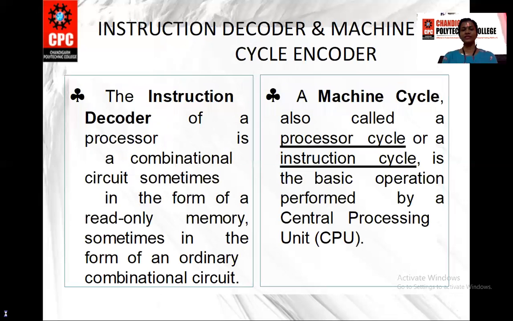Next is instruction decoder and machine cycle decoder. Instruction decoder, as I said, is used to decode the instruction. It tells you about the instruction, what to perform, and on what data to perform. All these things will be described by instruction decoder. And machine cycle decoder will tell you about how many cycles it will take to perform an operation. Right?